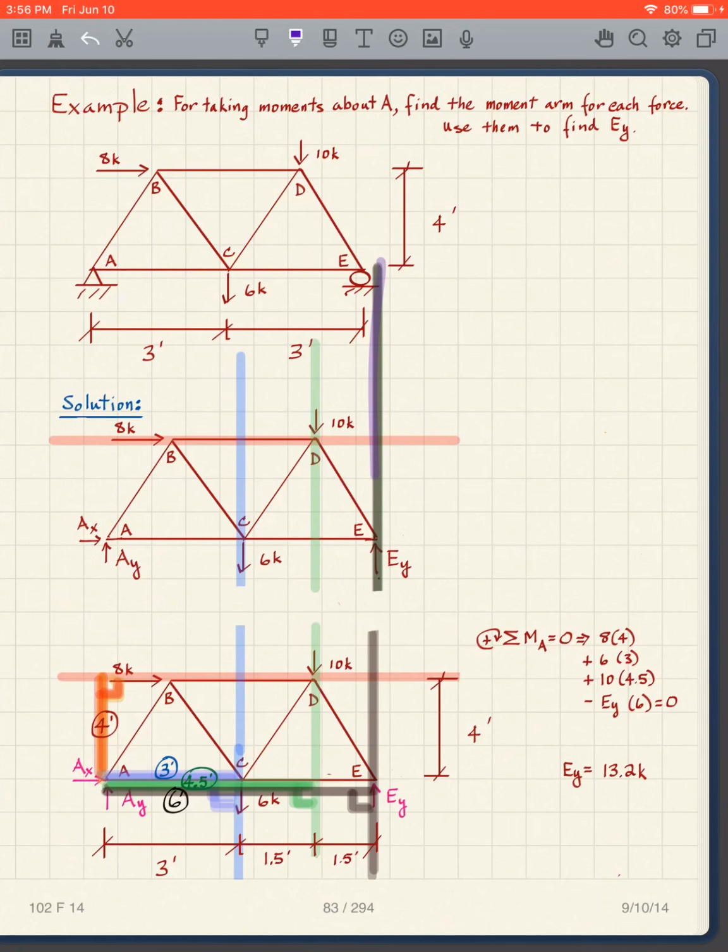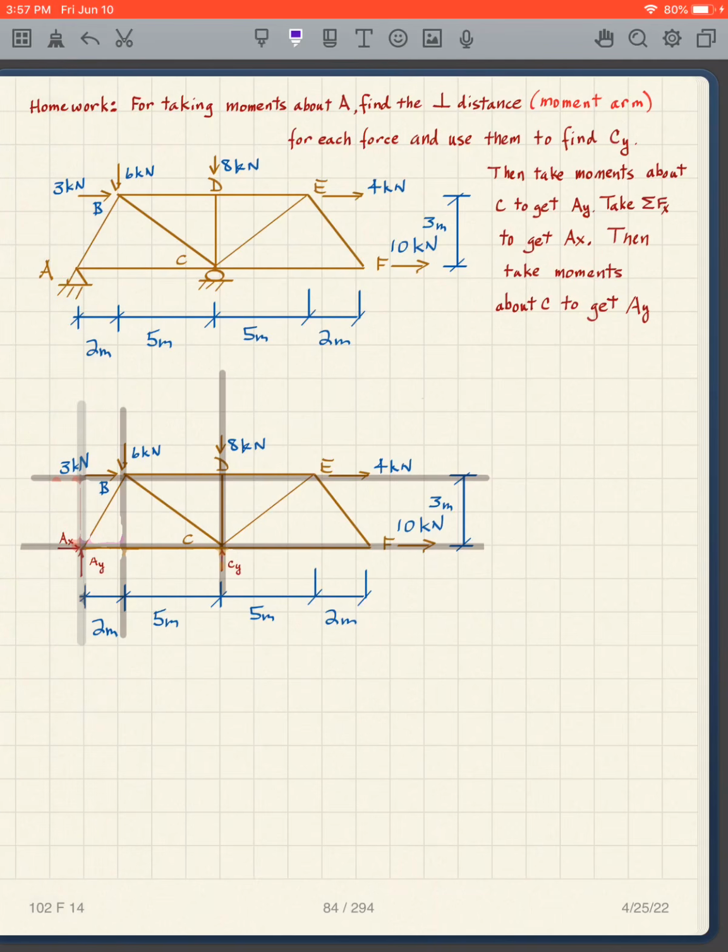And I guess I didn't do EY. There's the line of action of EY. Well, EY, there's my moment arm, which has a distance of 6. And which way does it knock the hand? It knocks it counterclockwise, so it's minus. And then I can solve for EY. And I get EY is 13.2.